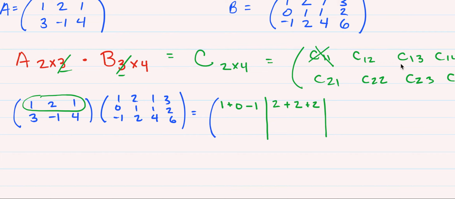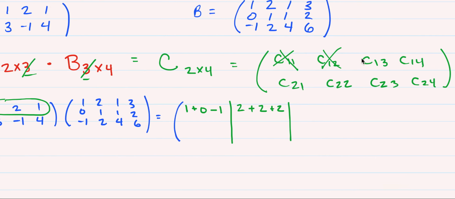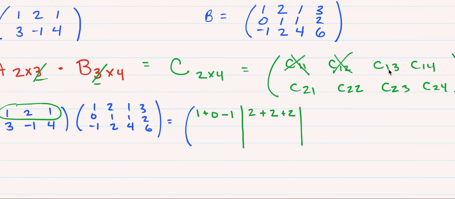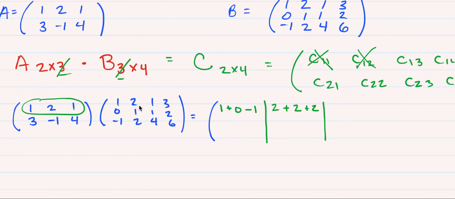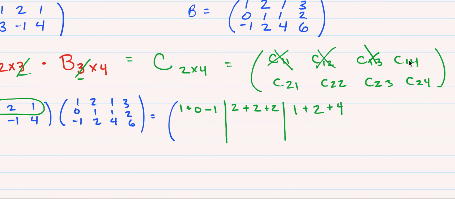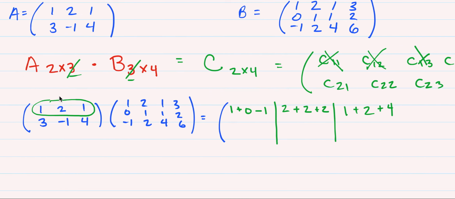I need to figure out, because this one's done, what's C13. So that's going to be row 1 times column 3. Here's column 3. 1 and 1 make 1. 2 times 1 is 2. And 1 times 4, that's 4. Okay. Did this one. Now let's do 1, 4. So we take this row, multiply it with this last column. So we get 3, 4, and 6.